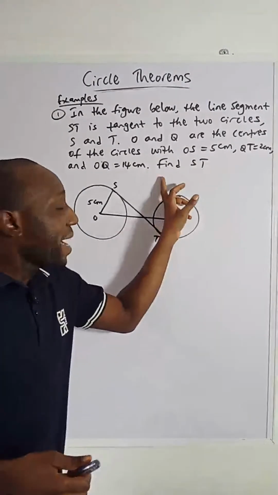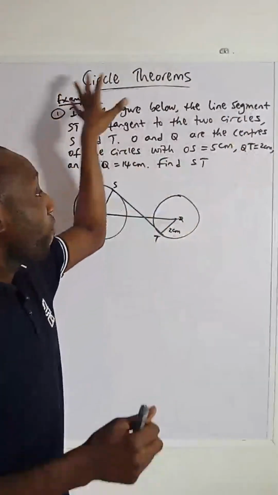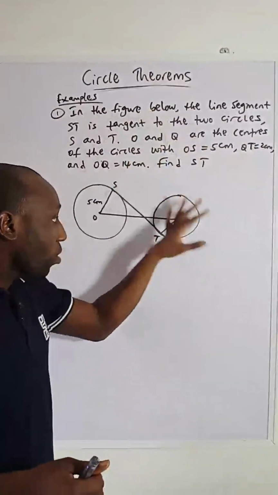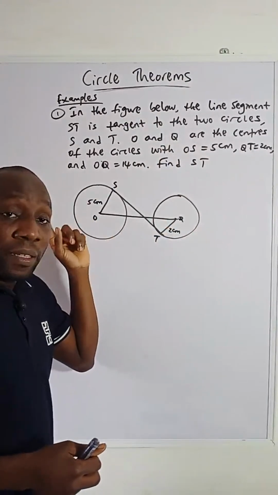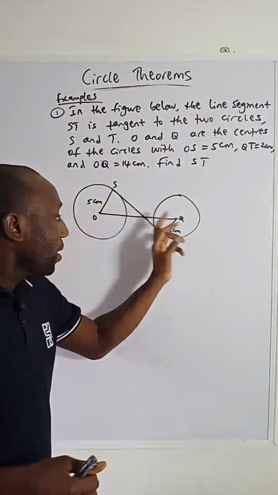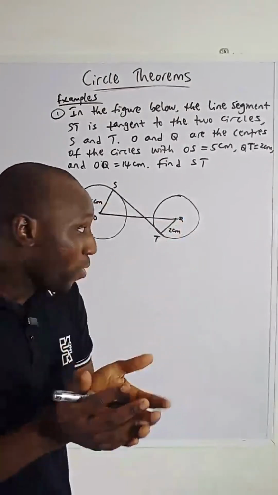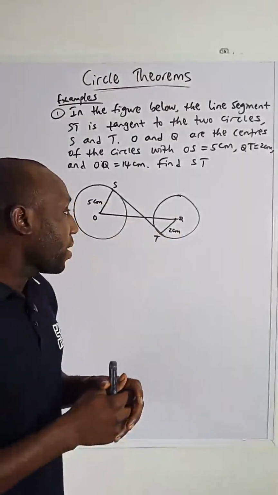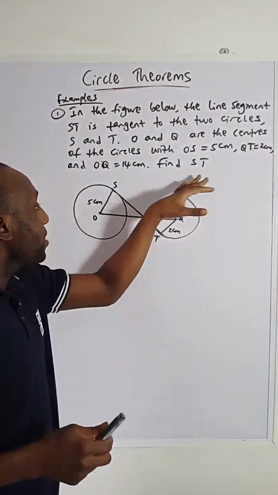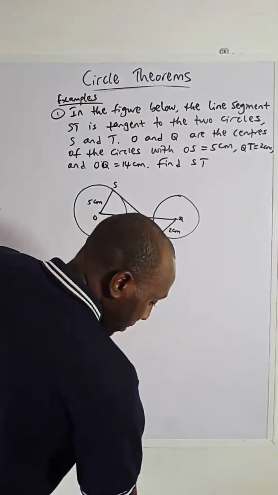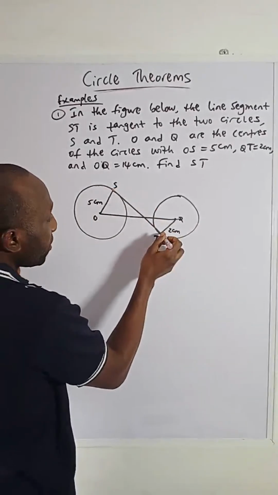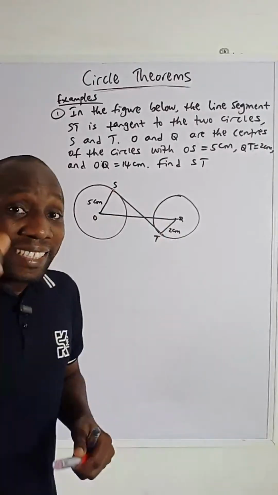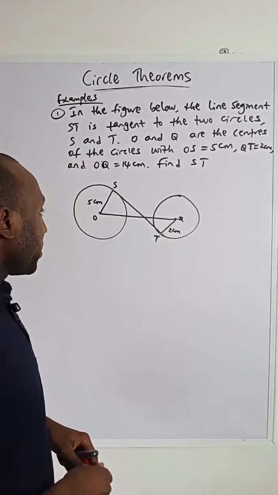So see, they say find ST. All of this information I've just written is contained in this diagram. So we have two circles. This is the bigger circle, obviously the radius is 5 centimeters. This is the smaller circle, the radius obviously is 2 centimeters. And we're asked to find ST. Where is ST? See, from S here to T. ST is a tangent. If you agree, type yes in the comment.